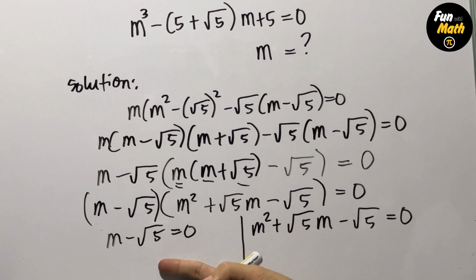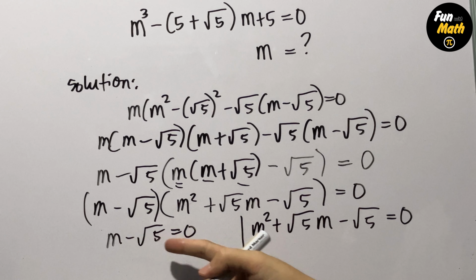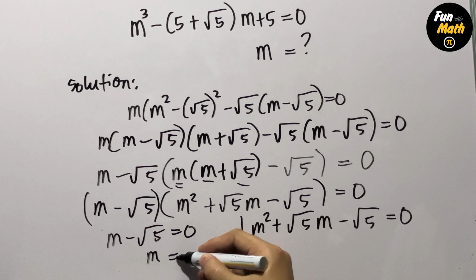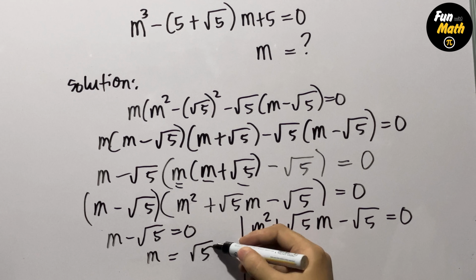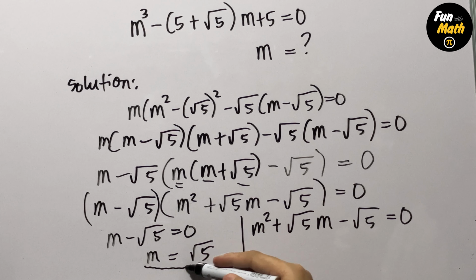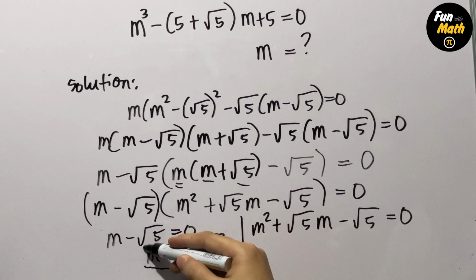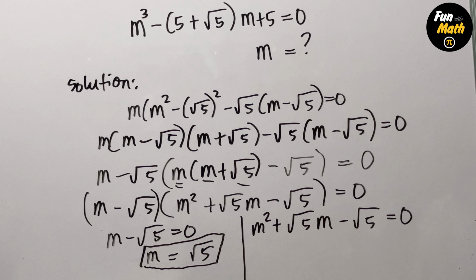For this, we can take square root of 5 to the other side. So the sign is negative. So that is m is equal to positive square root of 5. And this is the value for m. m is equal to square root of 5.